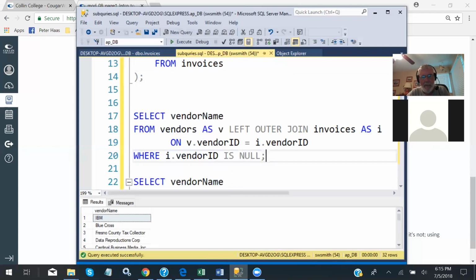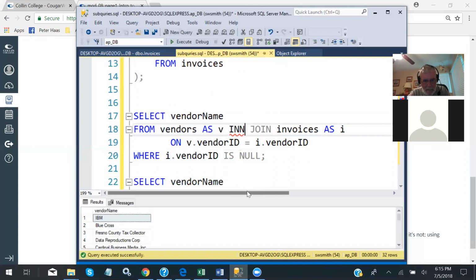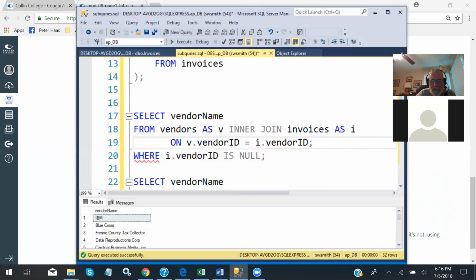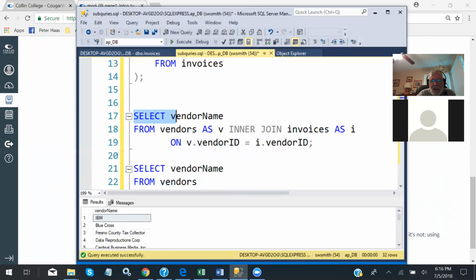So the first example was not a subquery. I don't know about didn't need a subquery. This one right here, so this is as a join. This particular one just does an inner join. I want to see all of the vendors that have invoices.